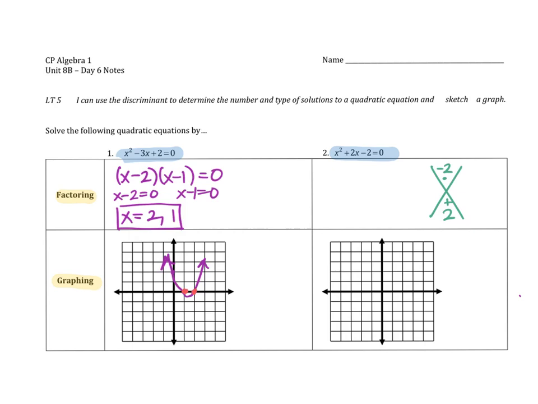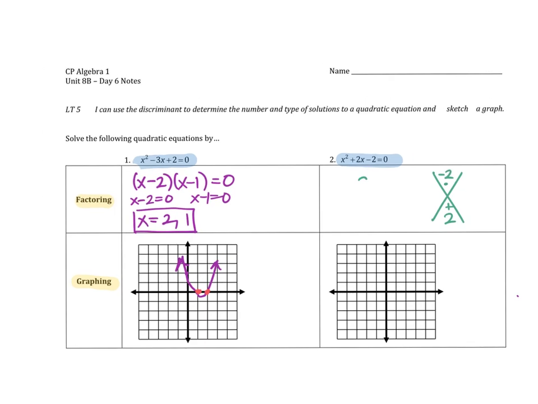Okay, so the first one I was able to factor and I got x equals 2 and 1. I also could have gotten the same solutions by graphing and identifying my two x-intercepts of 1 and 2 as well. Now on the second one I got a little stumped because I was trying to think of two numbers that multiply to -2 and sum to +2, and I could not find anything. So I was not able to factor at all.